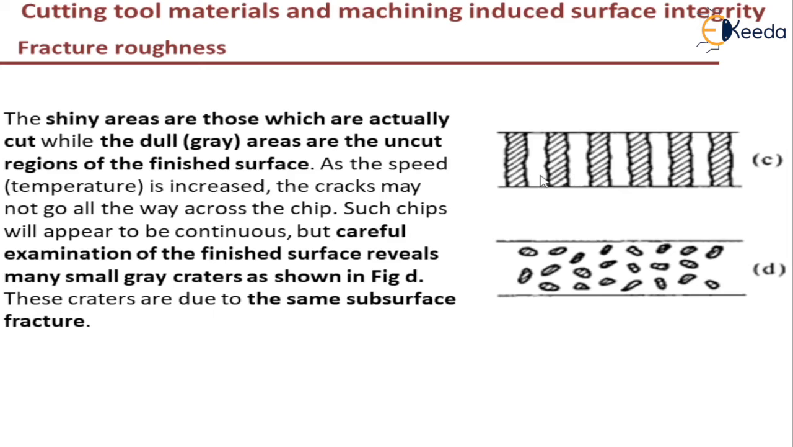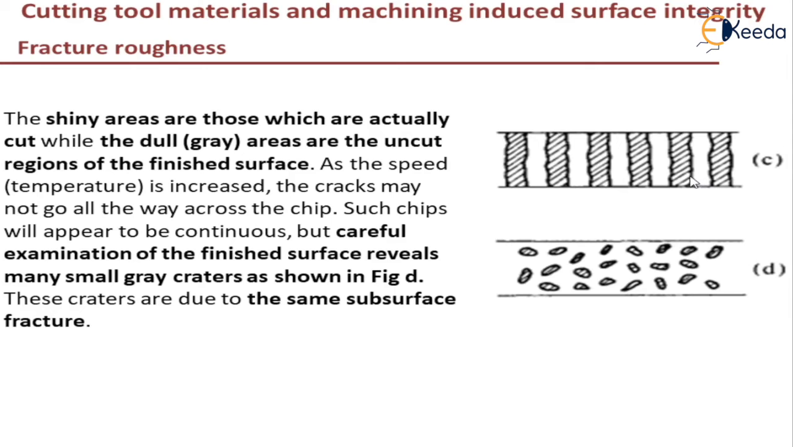Next, if we observe when the crack runs completely across the chip, the surface has a moire appearance, as you can see in figure C. That is, it consists of dull and shiny appearances. The shiny areas are because the surface is actually cut, while the dull or gray areas are uncut regions of the finished surface.